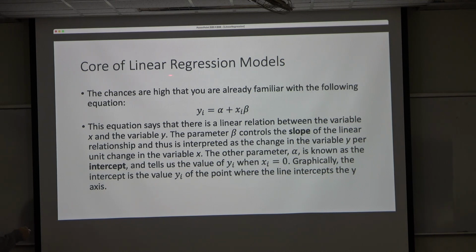So for the linear regression model, the core is this formula, yi equals alpha plus xi beta. You probably studied this formula since junior high school, or even earlier. I'm not sure if they teach this in elementary school, but I'm pretty sure you have seen this formula in junior high, and obviously at that time probably they don't use variables, right?